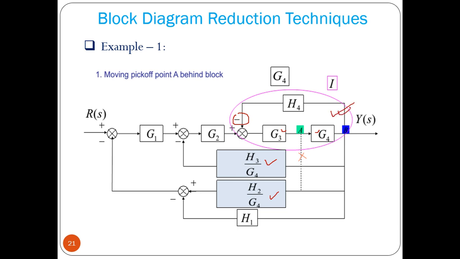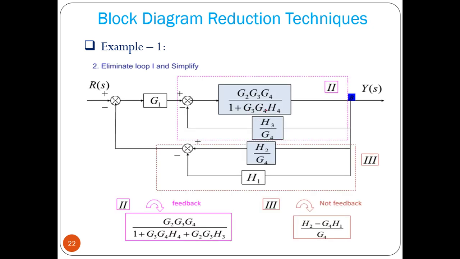So we can find out this transfer function that comes in series with this G2. Now that comes in feedback with this particular path, and we can see that this is your common summing point, so these two we can add algebraically. After just shifting this takeoff point, we are getting so many points that we can solve it. So what we can get is G2 into G3 into G4 divided by 1 plus G3 into G4 into H4.